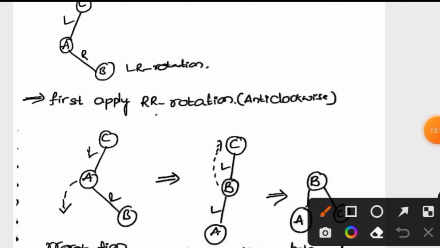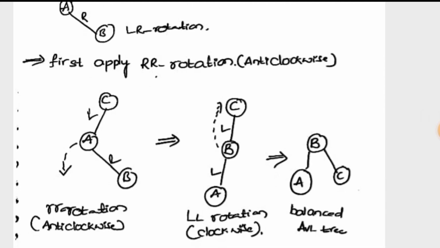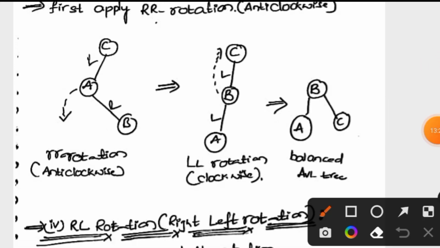After that we can calculate the balance factor for them. Here we can see A has a 0 balance factor, C also has a 0 balance factor, and B also has 0 balance factor. That's why this tree is a balanced AVL tree.